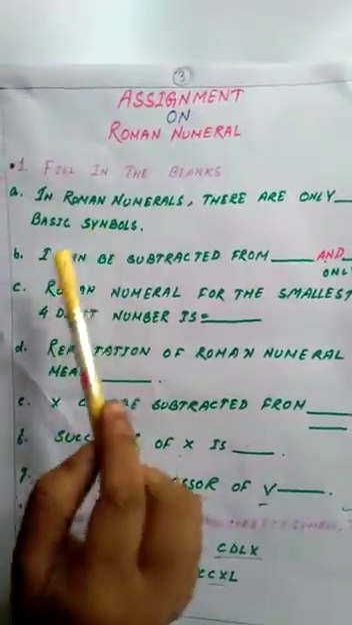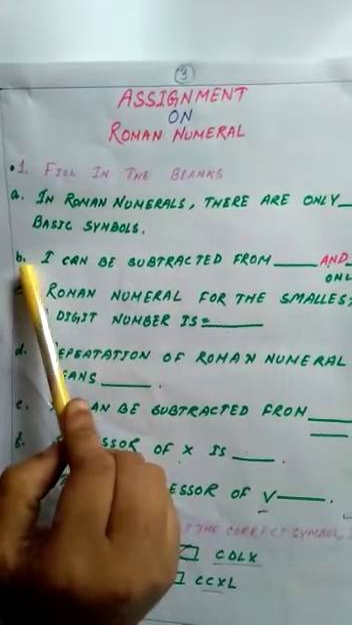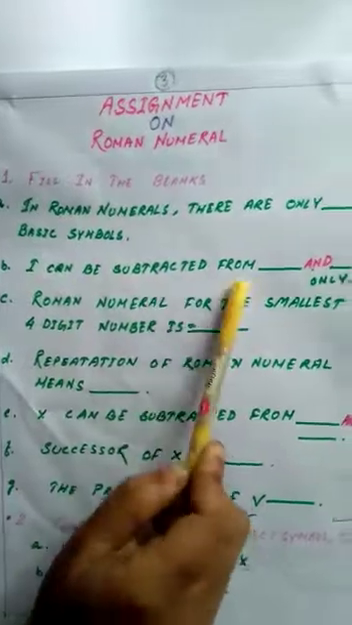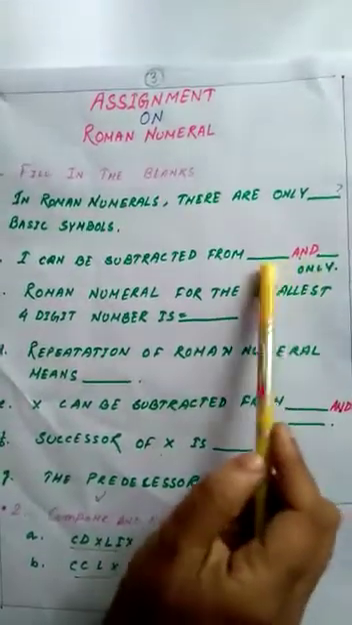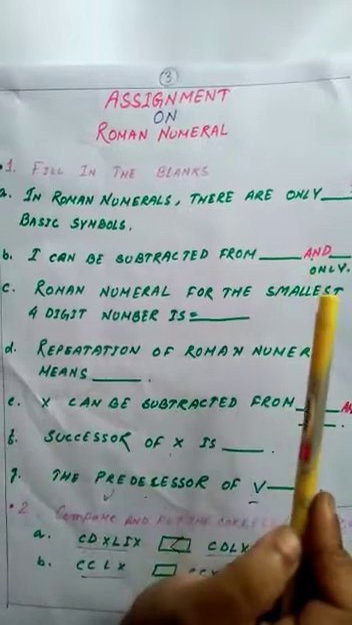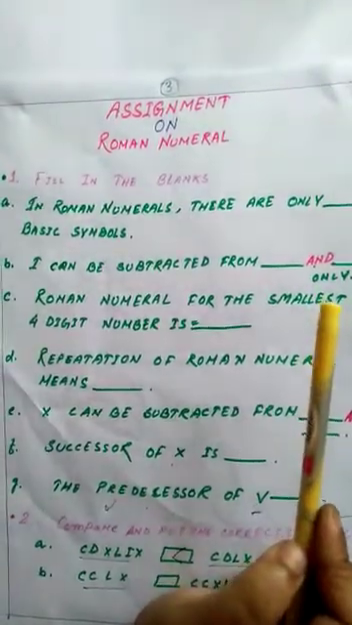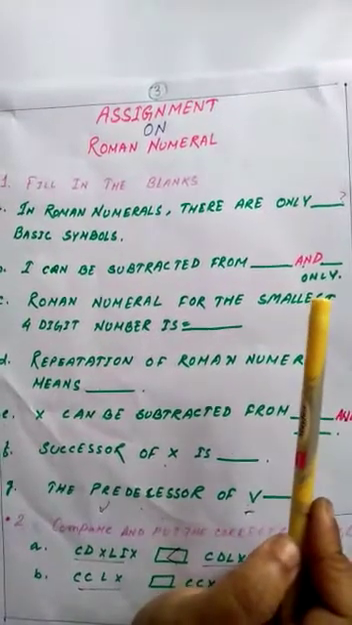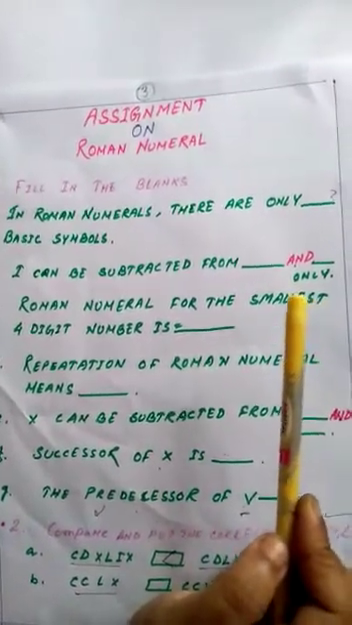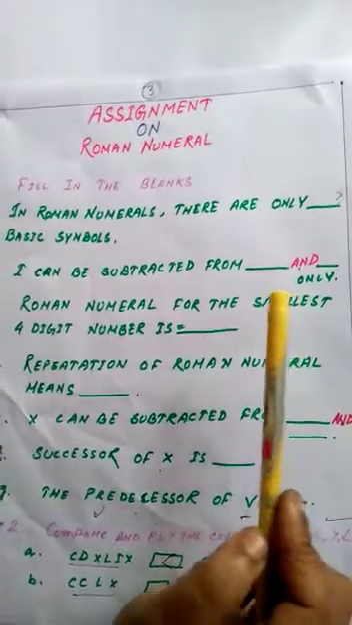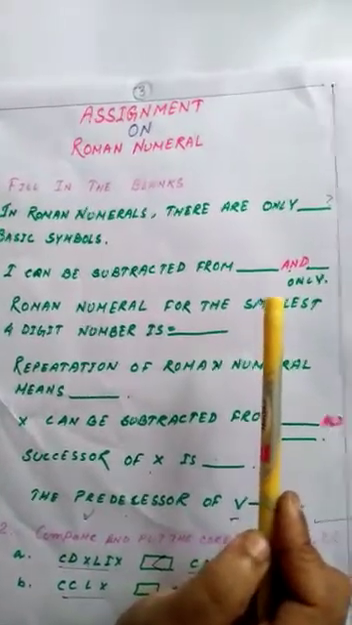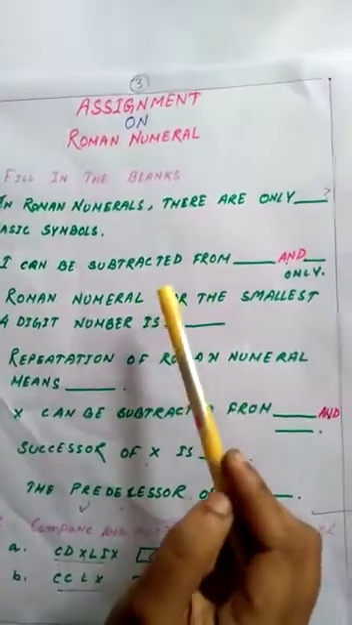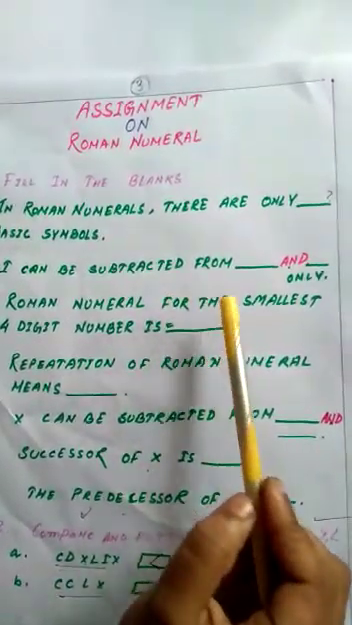Now question number B is what? I can be subtracted from dash. That means 2 numerals are there. What should be here? These 2 numerals should be what? Students, have you got this answer? Do you know? Yes or no? I think all of you know, because we have discussed this in the rules for forming Roman numerals. I can be subtracted from V and X only.